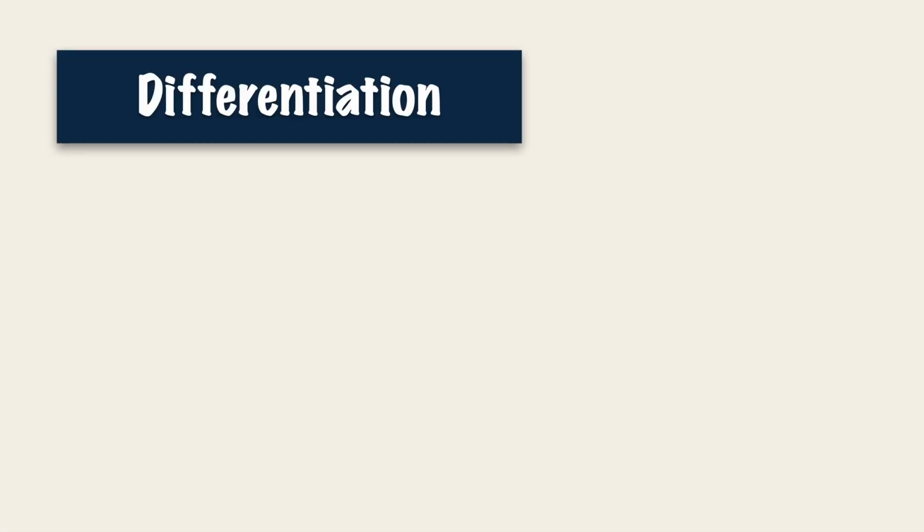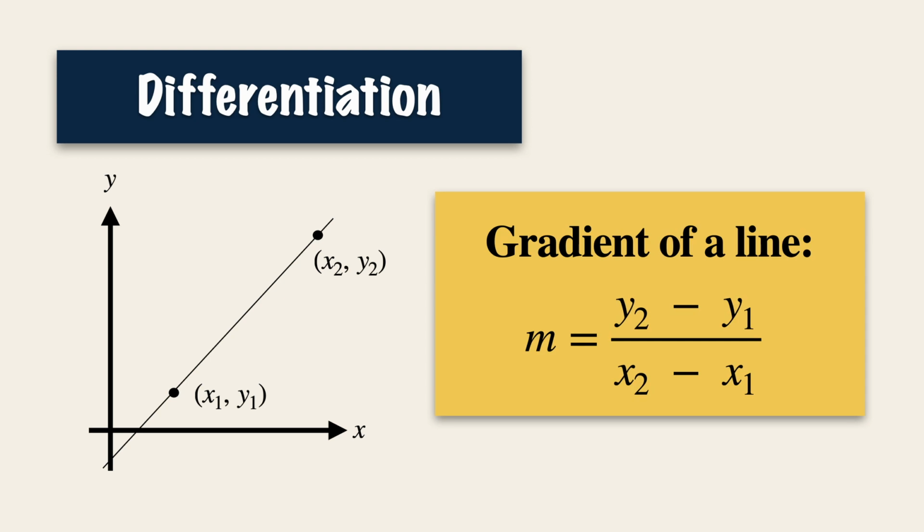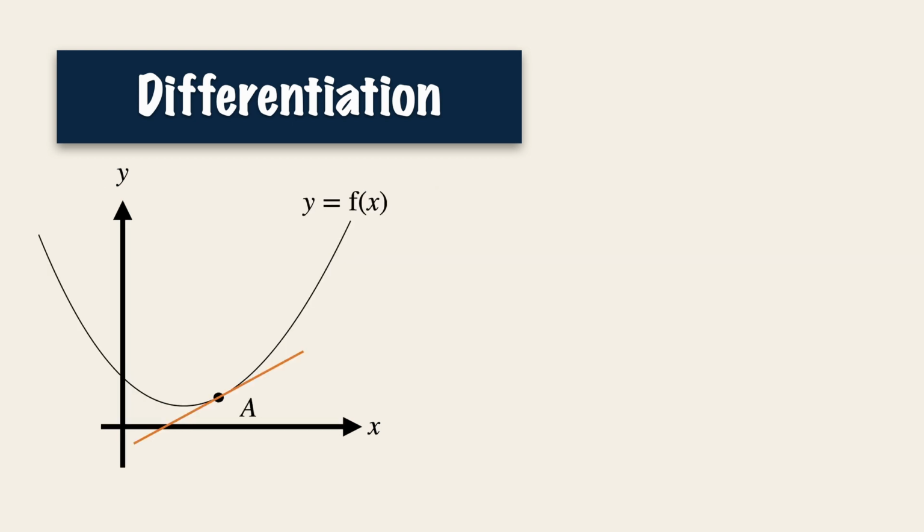Previously, in order to find the gradient of a line, all we need is two coordinates. We can then get the gradient of a line by finding y2 minus y1 divided by x2 minus x1. How about the gradient of a curve? It's not that straightforward though.